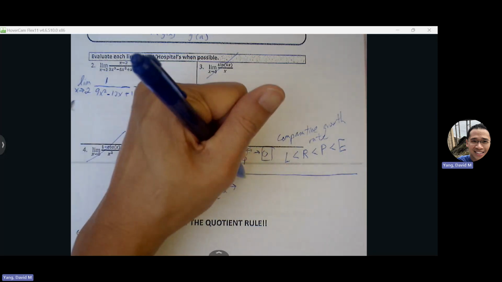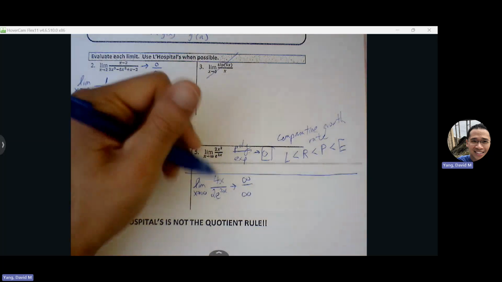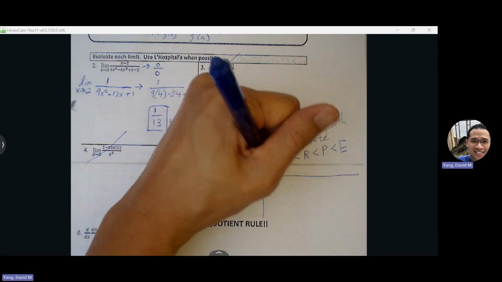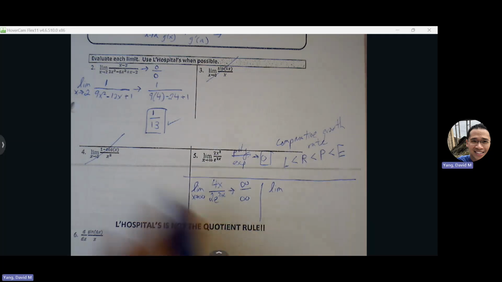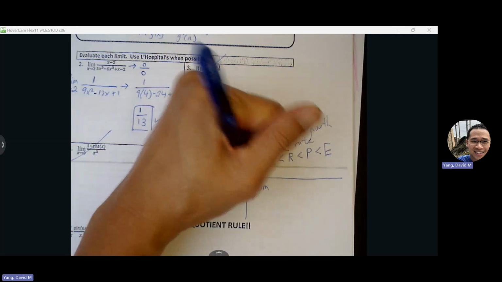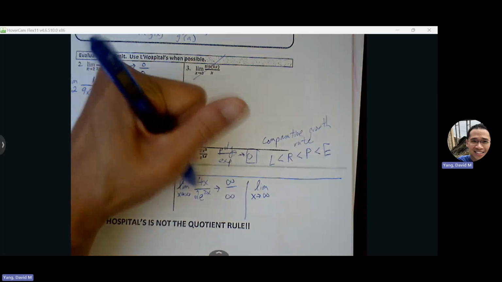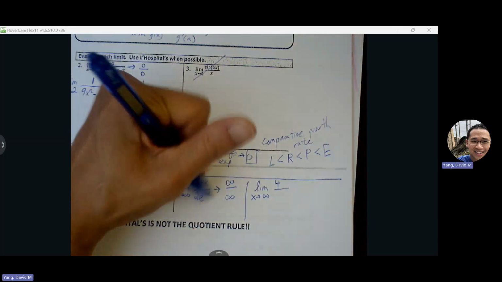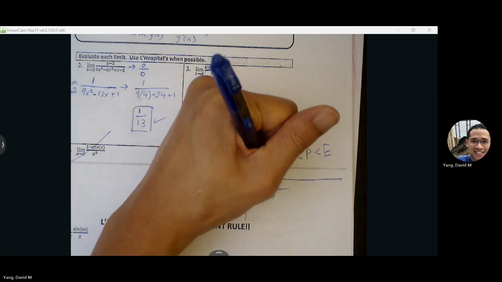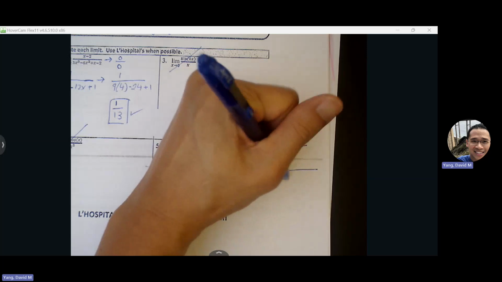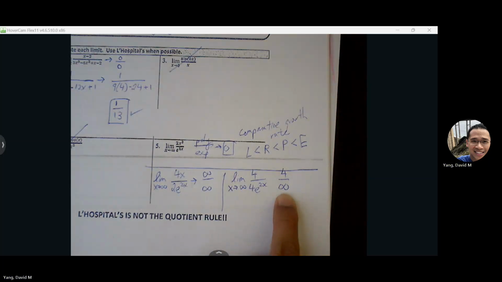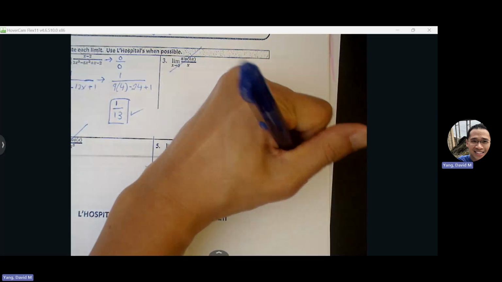If I plug in infinity again, I'm going to get infinity over infinity. And if I get indeterminate form again, that gives me the ability to do L'Hopital's rule again. Derivative of the numerator, we get 4. Derivative of the denominator, we get 4e to the 2x. Now if I plug infinity in, I get 4 over infinity, and that denominator is infinitely large, which makes my fraction go to 0.